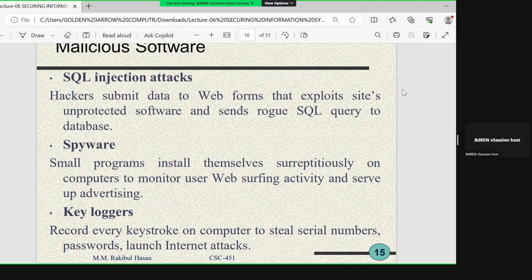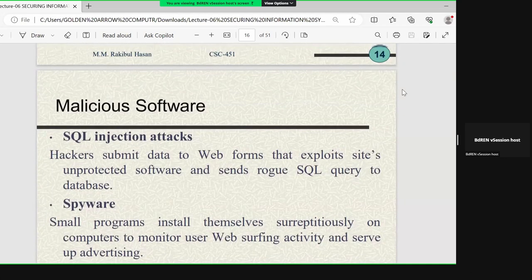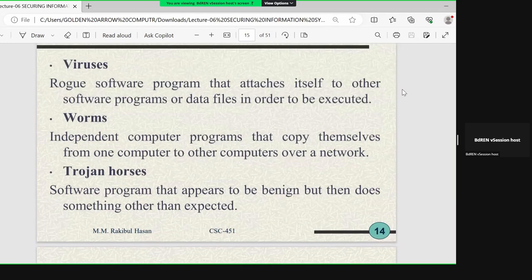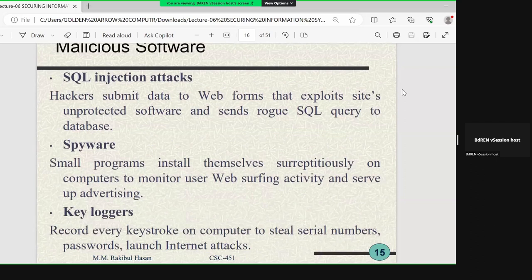When we type any password, we use the keyboard. When we write an email, we use the keyboard. So if any software is able to track down or record my keystrokes in a notepad, later on the hacker can see that notepad and easily understand what my username and password are, what emails I am sending, what emails I am writing. This kind of information they can easily get. So, keylogger. These are the six malicious software. Is that clear to you? Virus, worm, Trojan horse, SQL injection, spyware, and keylogger. Clear? Yes, sir.